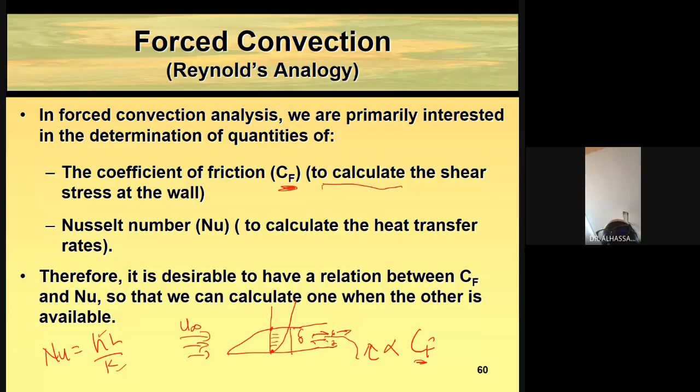So the Nusselt number is normally correlated with the heat transfer situation when the fluid is flowing across a flat plate, whereas the skin friction coefficient, again, is related to skin friction. These two parameters are very important when it comes to heat transfer analysis. So we are going to develop a relationship between this CF and the Nusselt number so that when one is absent, the other can be calculated in this way.